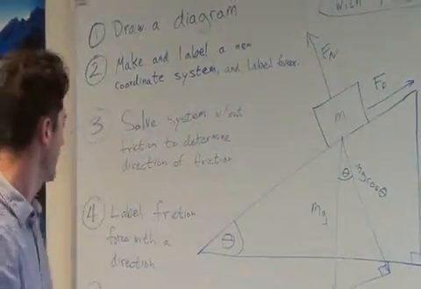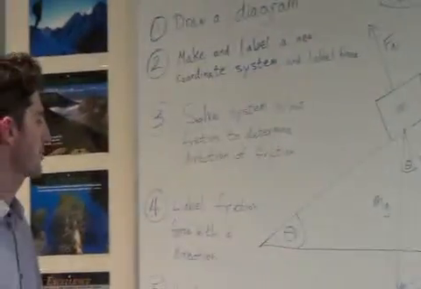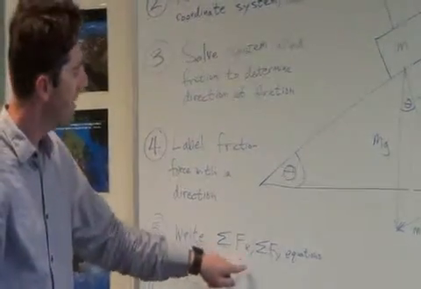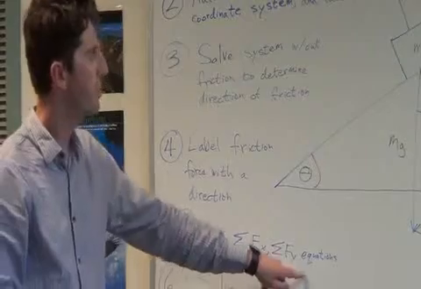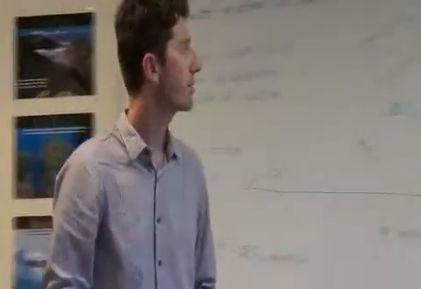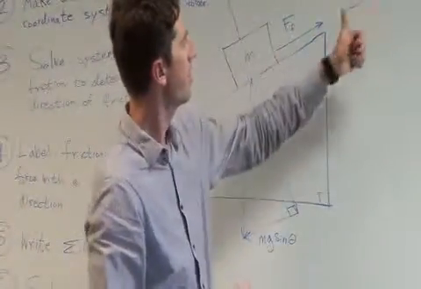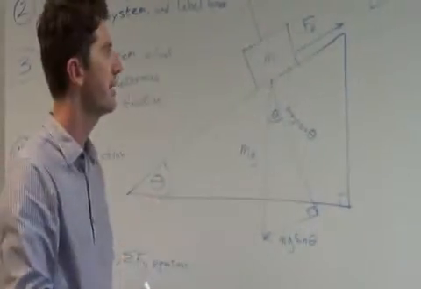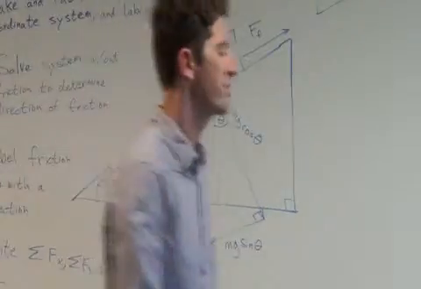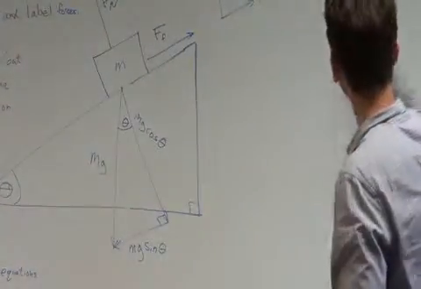Now we have to write out the sum of the forces in the x and the sum of the forces in the y equations. And as you recall, our x is now this way, our y is now this way, our x is parallel to the plane, our y is perpendicular to the plane. So let's just write out two equations and see what we come up with.